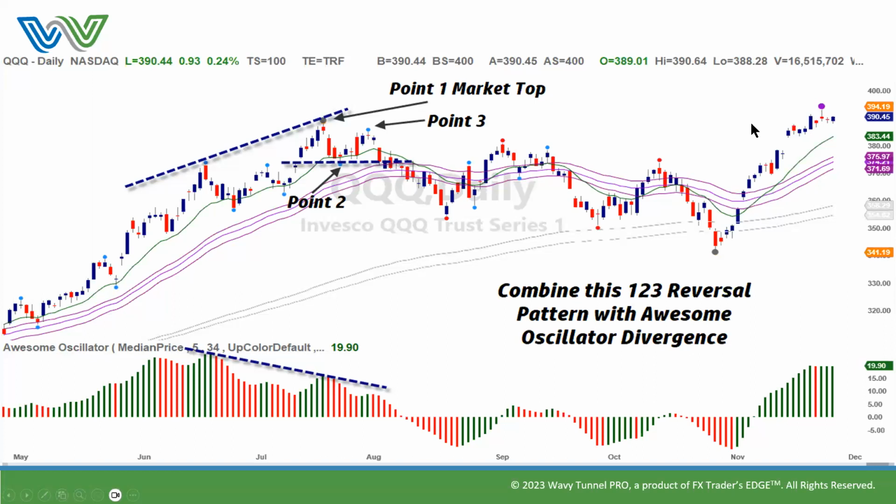Okay, so this is the QQQ. When you combine the 1, 2, 3 reversal pattern with awesome oscillator divergence up here, that's really great. Up here, you can also see that divergence, but you don't have enough candles in this 5-wave sequence. You will have to go down to a smaller time frame and see if we see divergence on the smaller time frame, because this is a trend move higher.